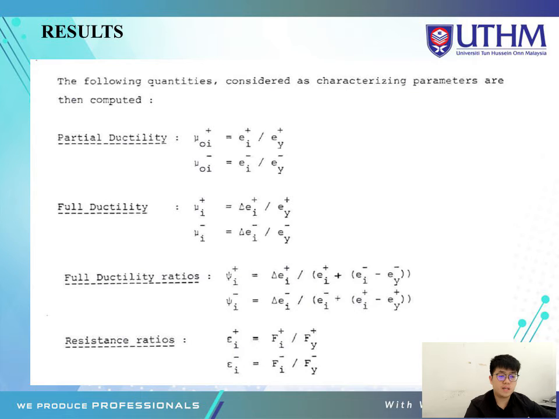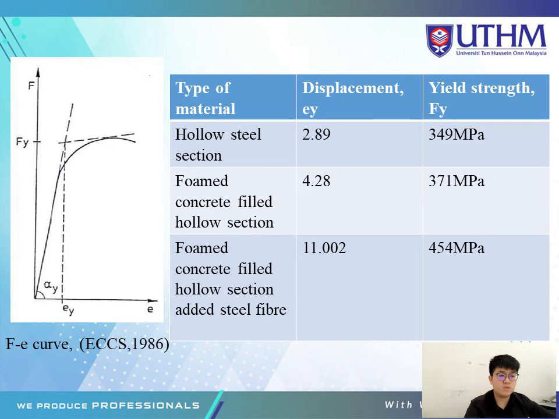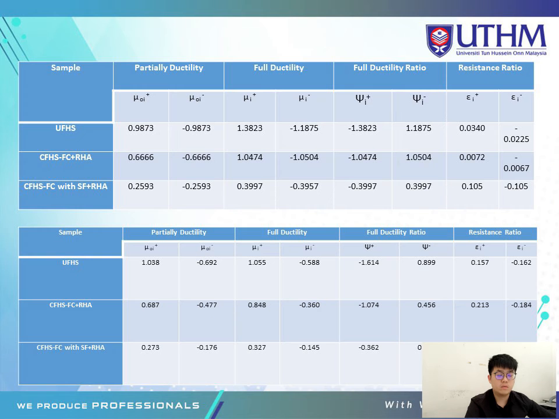For the result part, these are the formulas to calculate partial ductility, full ductility ratio, and lastly the resistance ratio. The displacement and yield strength of the 3 types of material are obtained from the FE curve by referring to ECCS 1986. By using the formulas provided by ECCS 1986, the values of partial ductility, full ductility ratio, and resistance ratio are shown in the top table, while the bottom table is the experimental result carried out by Ahmad Luqman in the previous study.